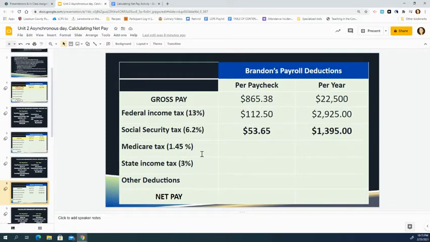I want you to pause the video here to calculate his Medicare tax and his state income tax. Remember, you're multiplying the gross pay times the tax rate, the per year gross pay times the tax rate, and then the same for the state income tax. Go ahead and pause the video here.